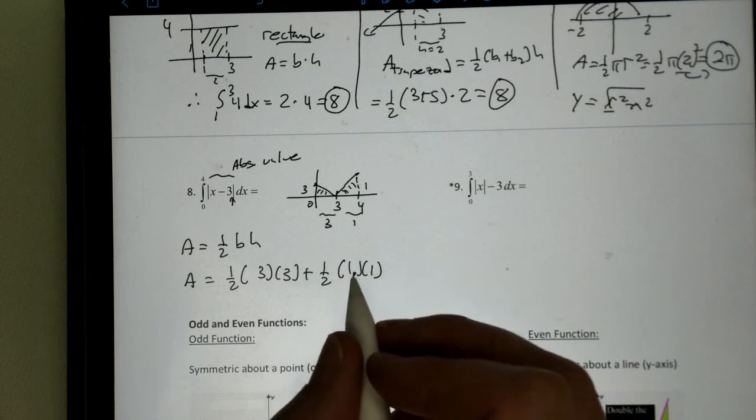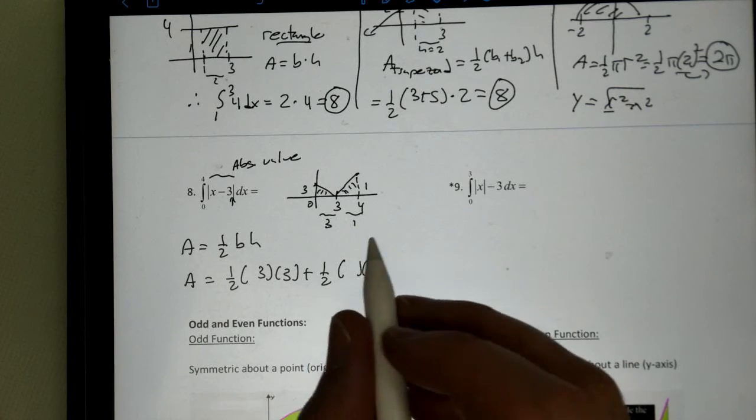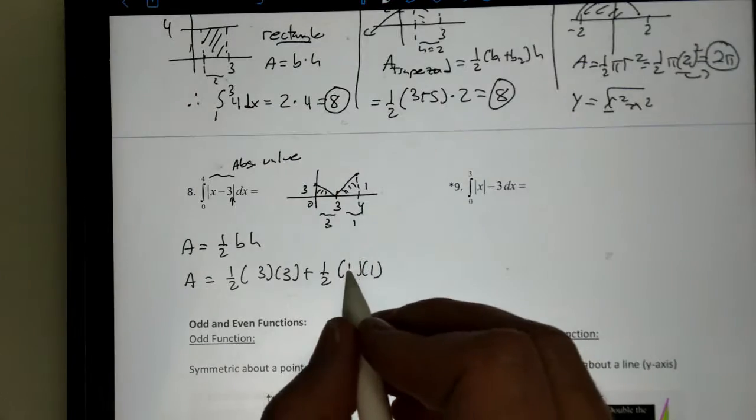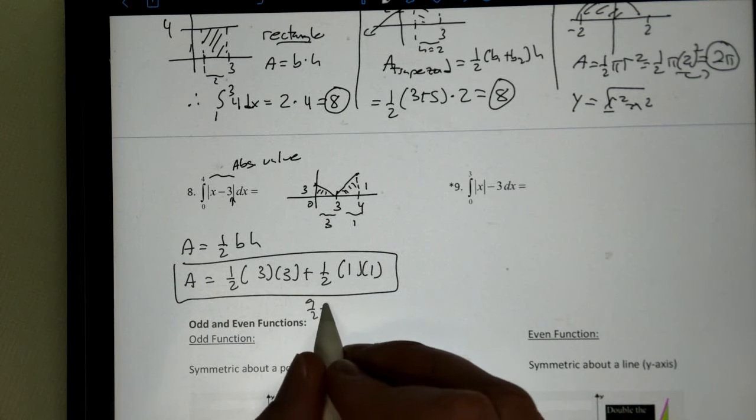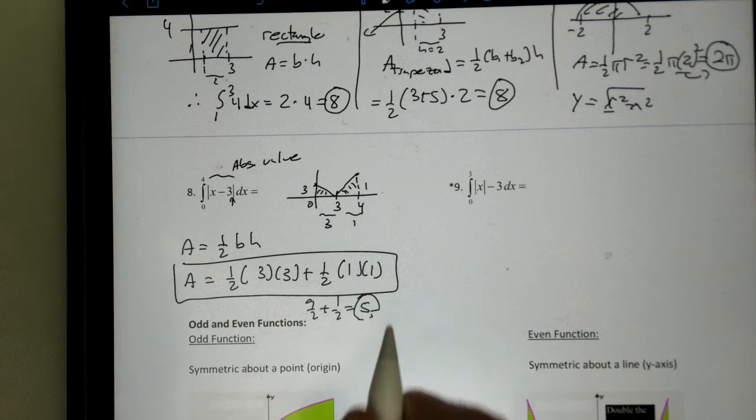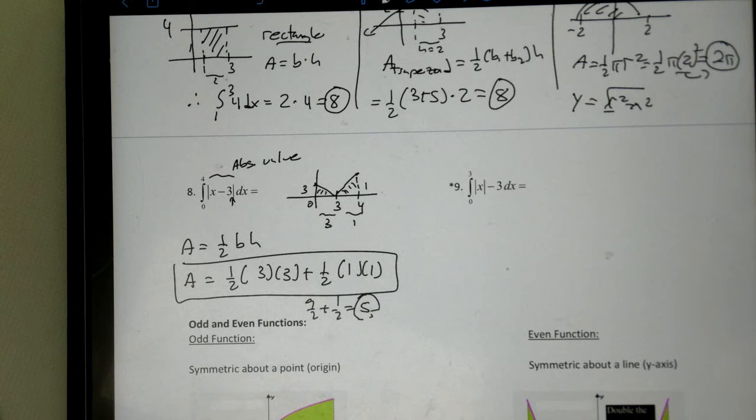I don't know why I have that there. Let me get rid of that. There we go. Don't simplify, but if you want to, you can. This is 9/2 plus 1/2, which is just 5. So that area there would be 5.